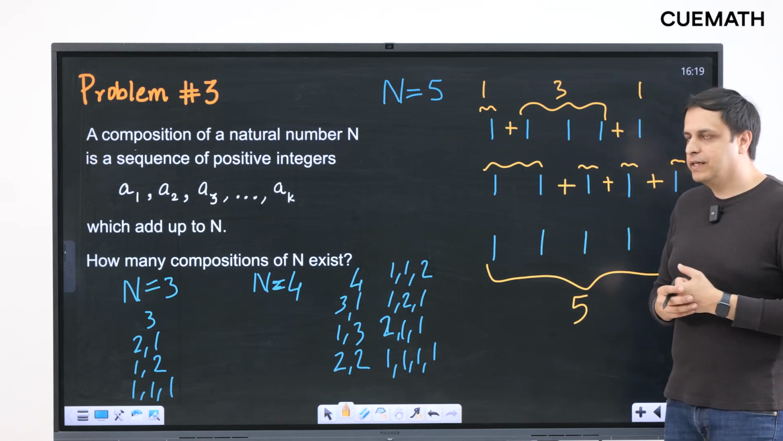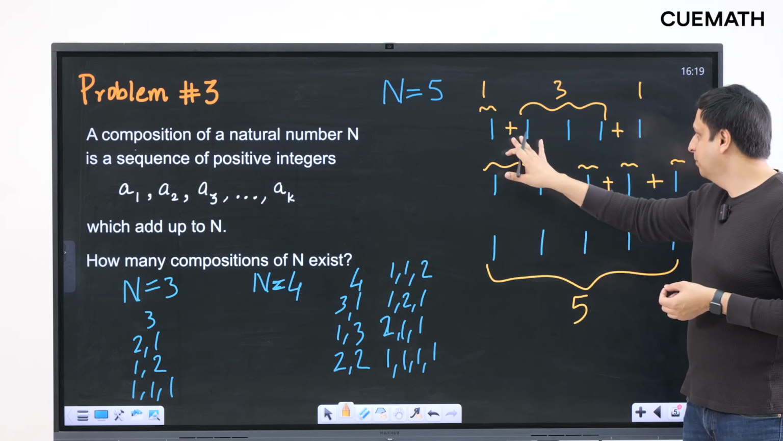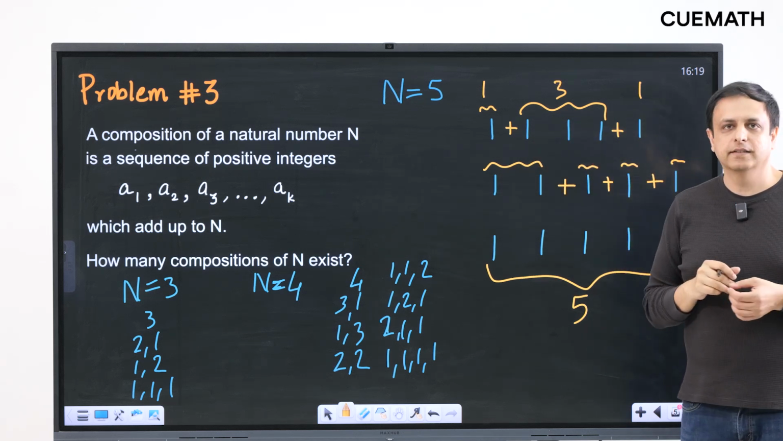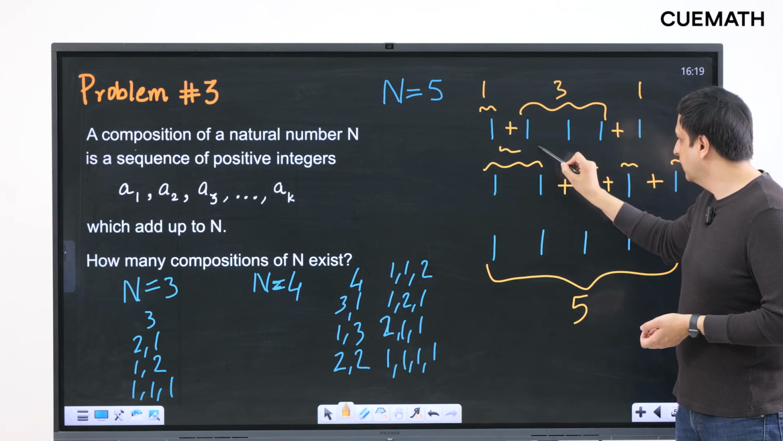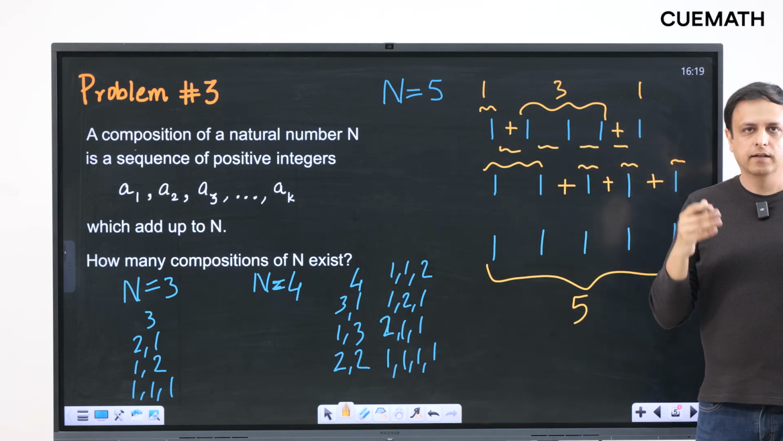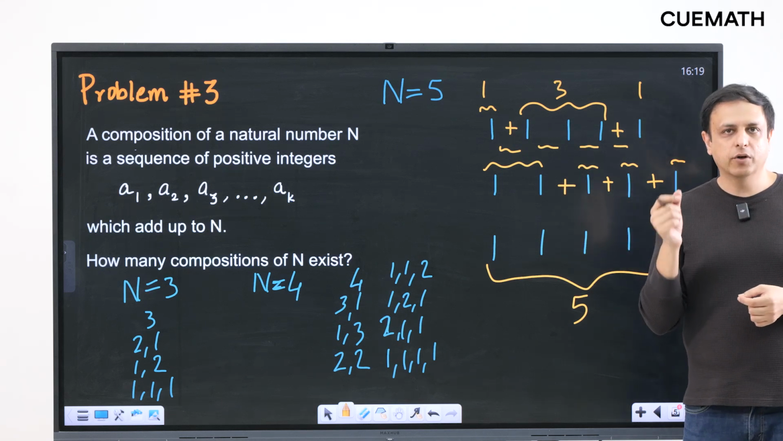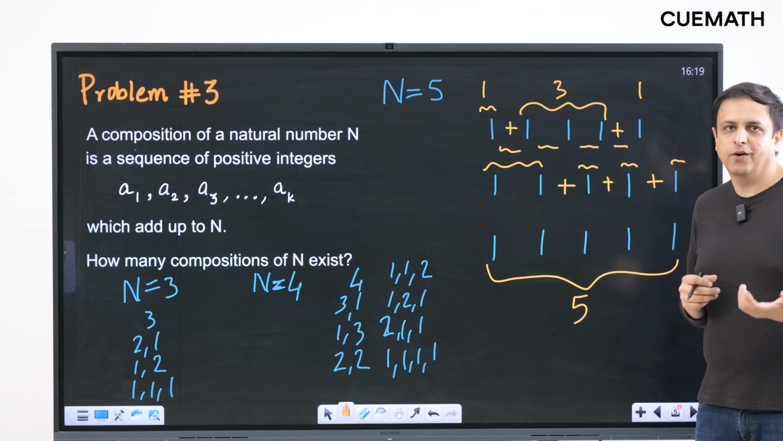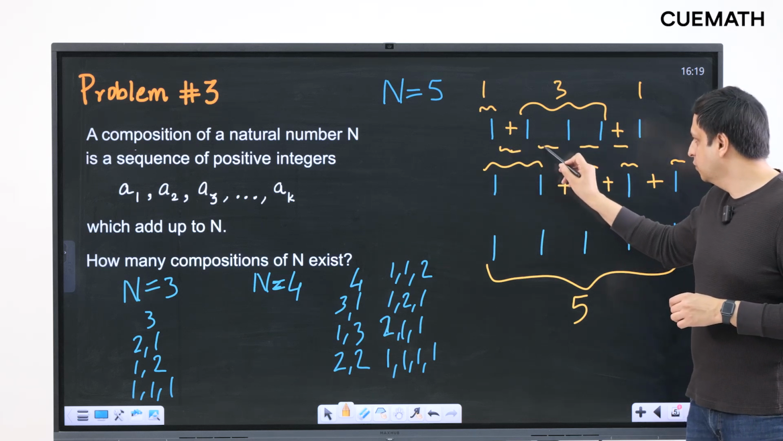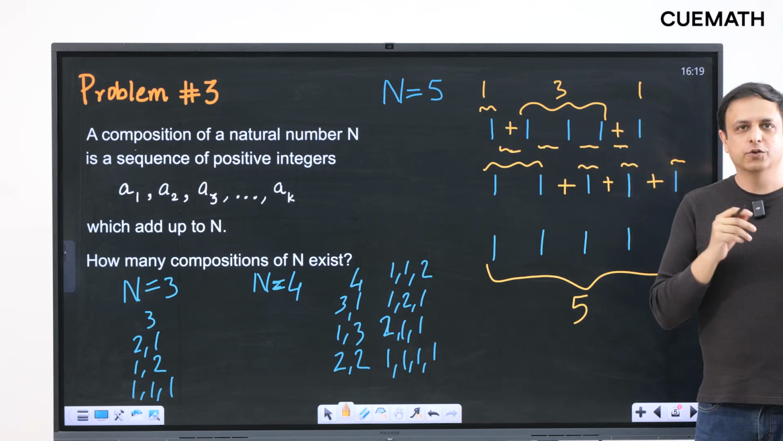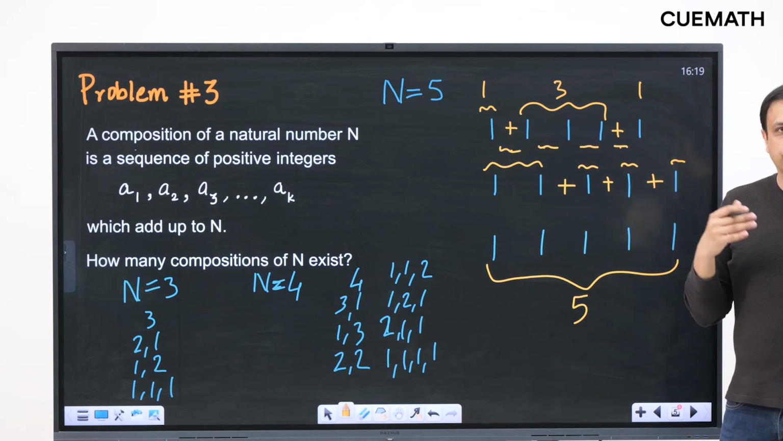So all I need to do is to find out the number of ways I can place plus signs in these places, in these spaces. And how many spaces are there? So there are 1, 2, 3, 4 spaces, 4 places between the 5 ones. And for every place, I have to decide whether I place a plus sign or not. So I have 2 choices for every place. I have 2 choices for this, 2 for this, 2 for this, and 2 for this. So my total number of choices will be 2 into 2 into 2 into 2. That's 2 to the power 4.